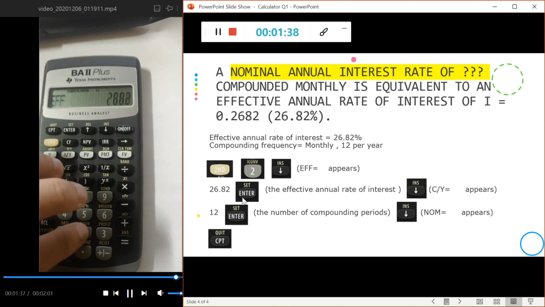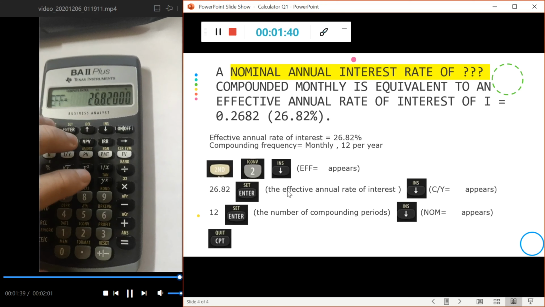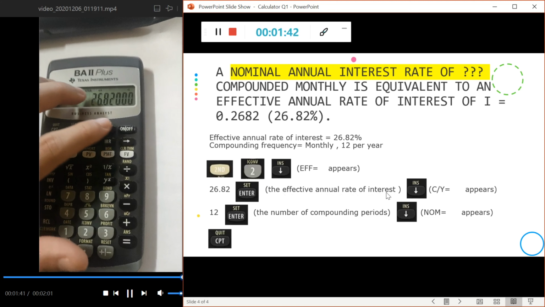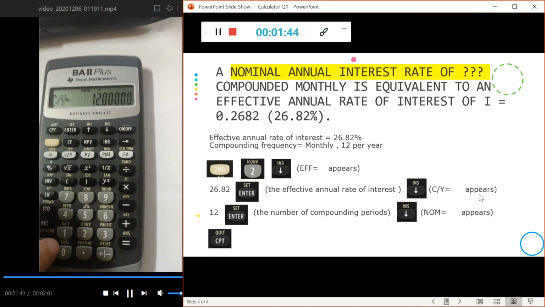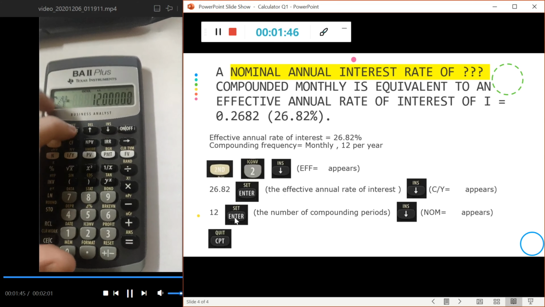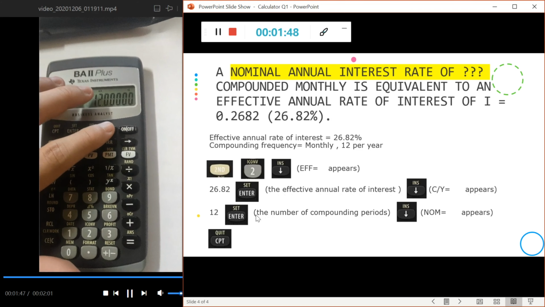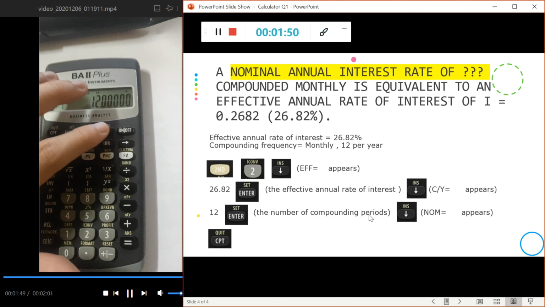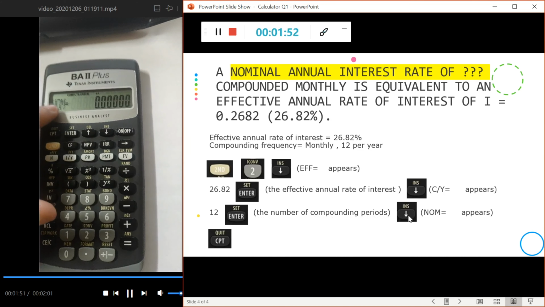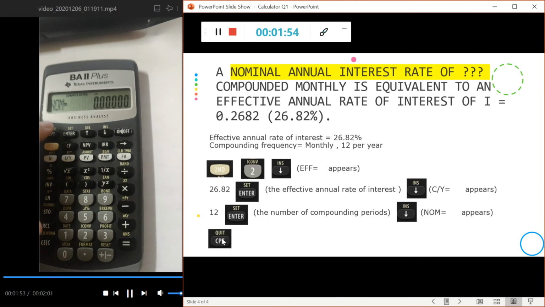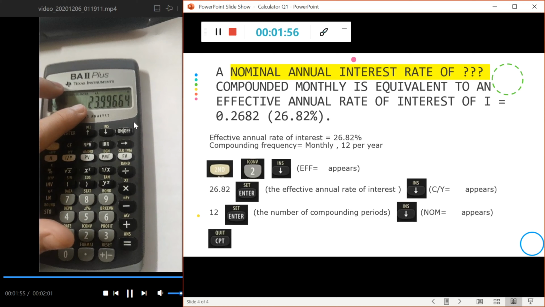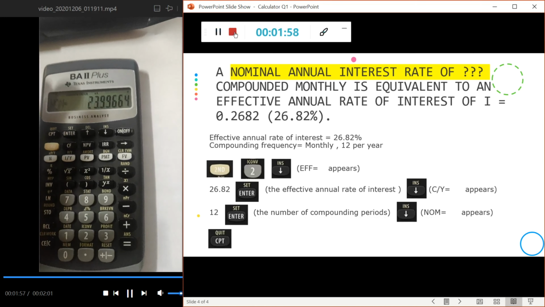26.82. Enter to key in the effective annual rate of interest, and then down, C/Y appears. 12. Enter. This is the number of compounding periods, and then down, NOM appears. Okay, we press CPT to compute. Okay, we get our nominal interest rate.